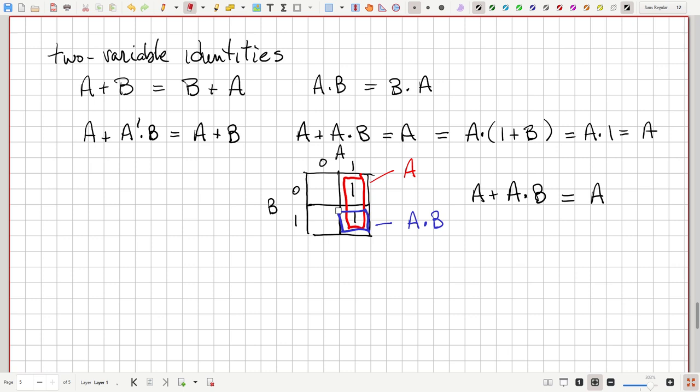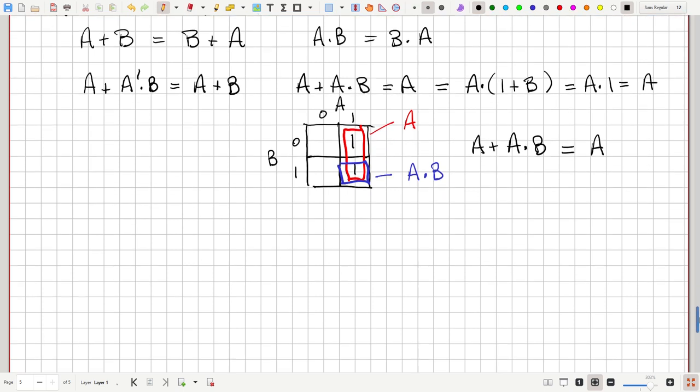This is the case where we have two terms in the logic function which each give you a 1 when we're in the cell, so one of them can just be erased because it's already contained in this column right there. And you can derive other identities and check them by looking at them on a K-map.